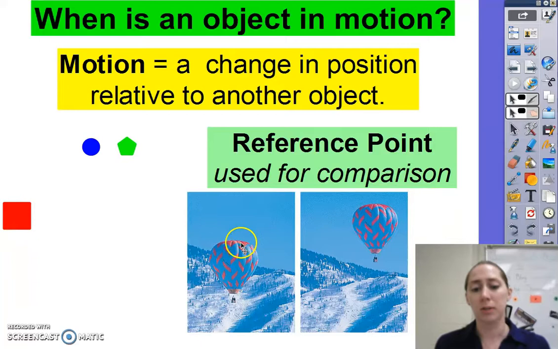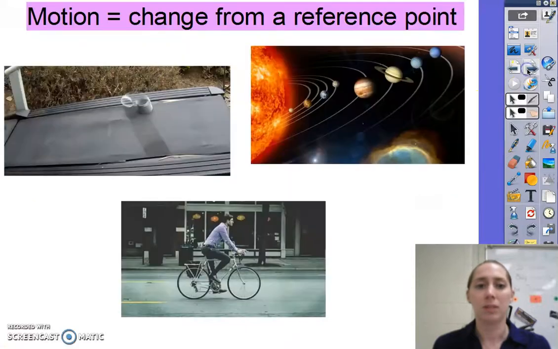For example, in this picture, you've got the balloon here, and you can see the mountain in the back. Using that mountain as a reference point, you can see that sometime between this picture and this picture, the balloon moved up. But without that reference point, you don't know that the balloon moved. So it's really important to know your reference points.